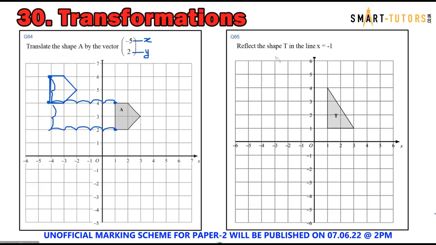Second one, reflect the shape T in the line y equals -1. Sorry, x equals -1. So x equals -1 means if you draw a line through x equals -1 vertically, in that line all the points have x coordinate -1. That's what we call x equals -1. So it would be better after you draw the mirror line to label it x equals -1.